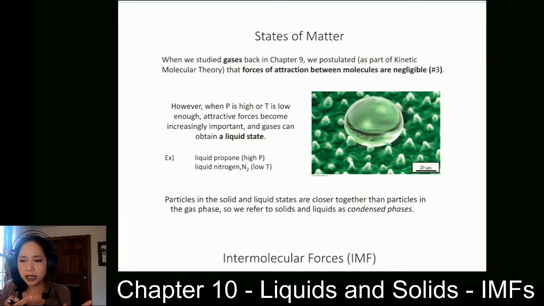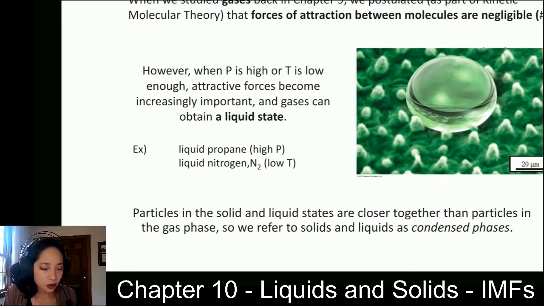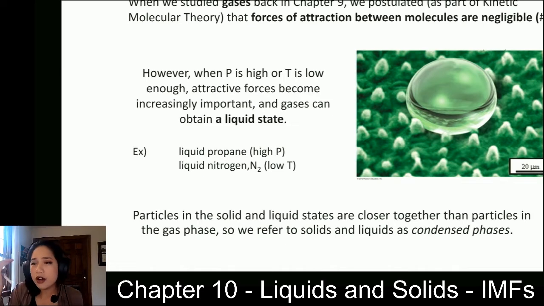So this is how we segue into liquids and solids, because now the particles are close together. So now those attractive forces are important. Thinking about it like a thought experiment, when pressure is high in a gas sample, when we're talking about real gases, those gas particles are very close together. So attractive forces start to become important.